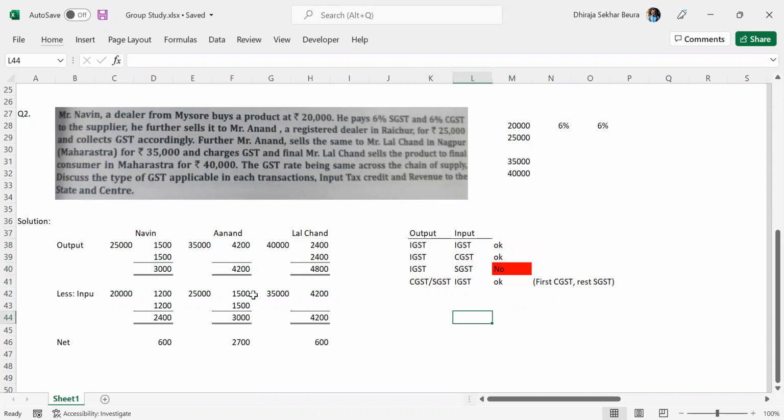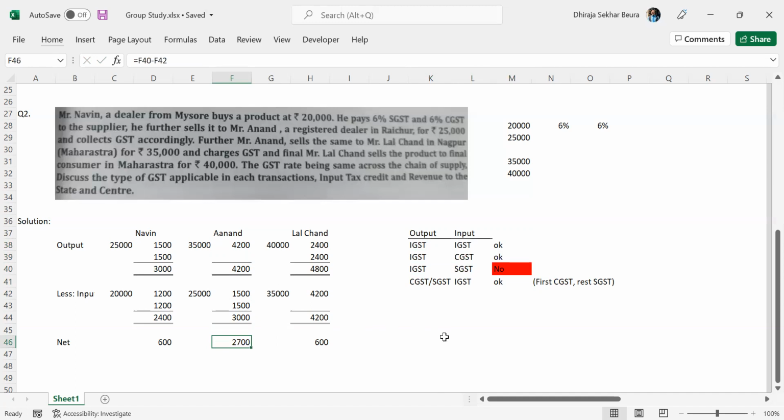As you can see here, for Mr. Anand, we had IGST of 4200. He had input credit of CGST and SGST of 1500 each. So as you can see, the first 1500 CGST falls into this category: output liability of IGST and input credit of CGST. So that can be adjusted. But the second one, SGST, falls into this category. It cannot be adjusted. So we'll be able to deduct only 1500 from 4200.